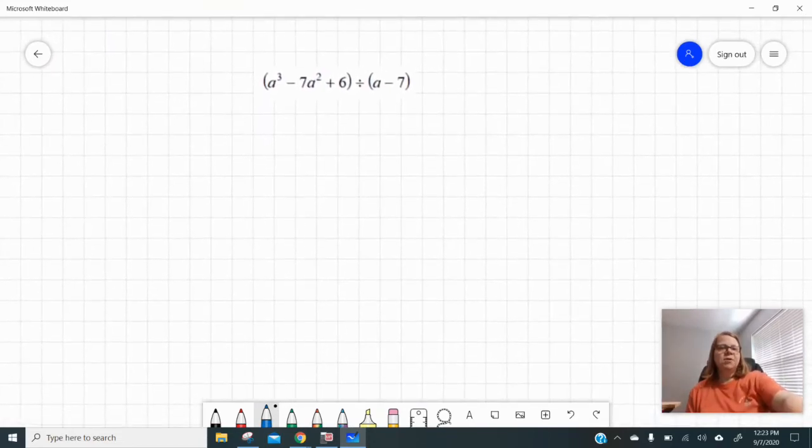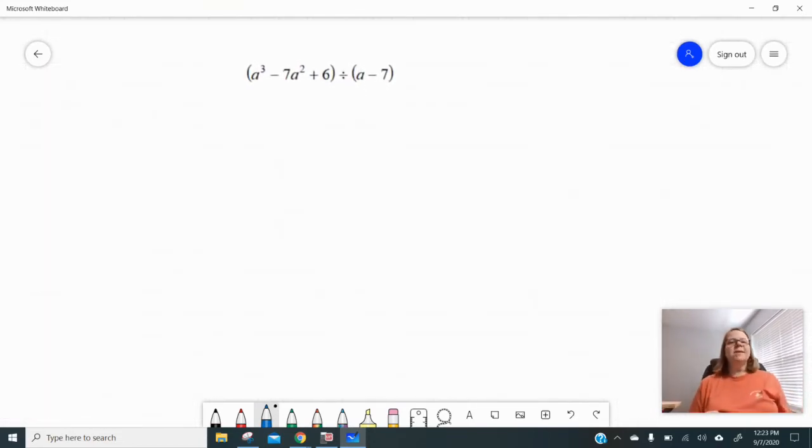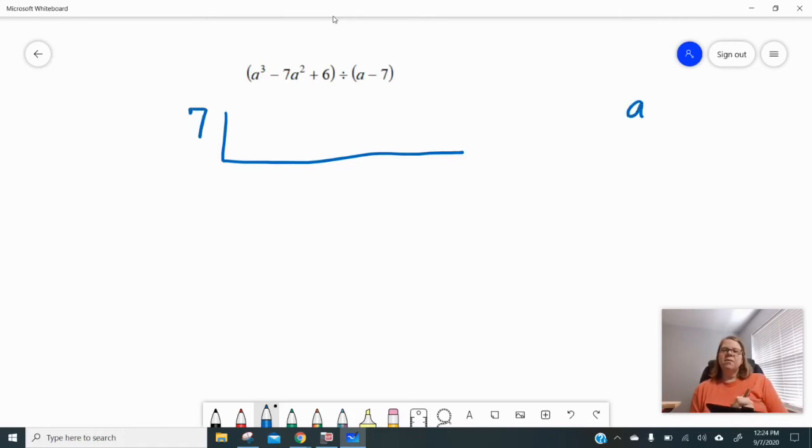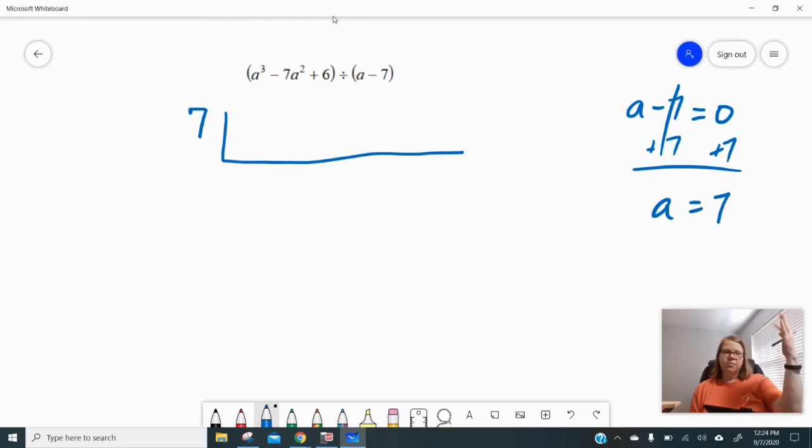Then I'm going to show you another one, and let's just see if we can make sense of this one. Just looking at it, this one looks like it's going to start out pretty much simpler than the first one did. So we have a minus 7. So I'm going to draw my upside down division symbol. A minus 7 means I'm putting a 7 out here because a minus 7 equals 0, we would add 7 to both sides, a equals 7. It's just the opposite of what you see up there, okay?